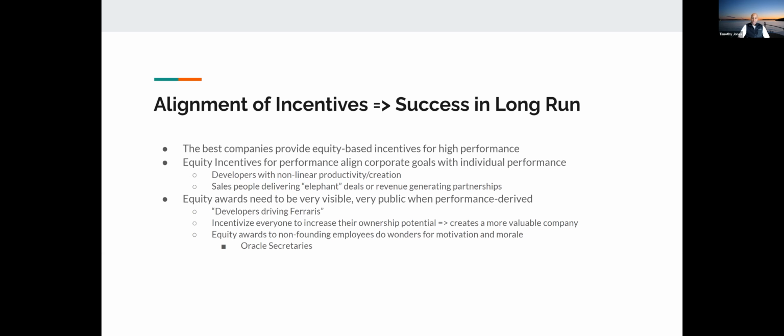The best companies I've seen have aligned the incentives with long-term growth of the company, meaning they've aligned it with the equity, not with cash. And equity can be used to drive very high levels of performance beyond what is considered to be normal.